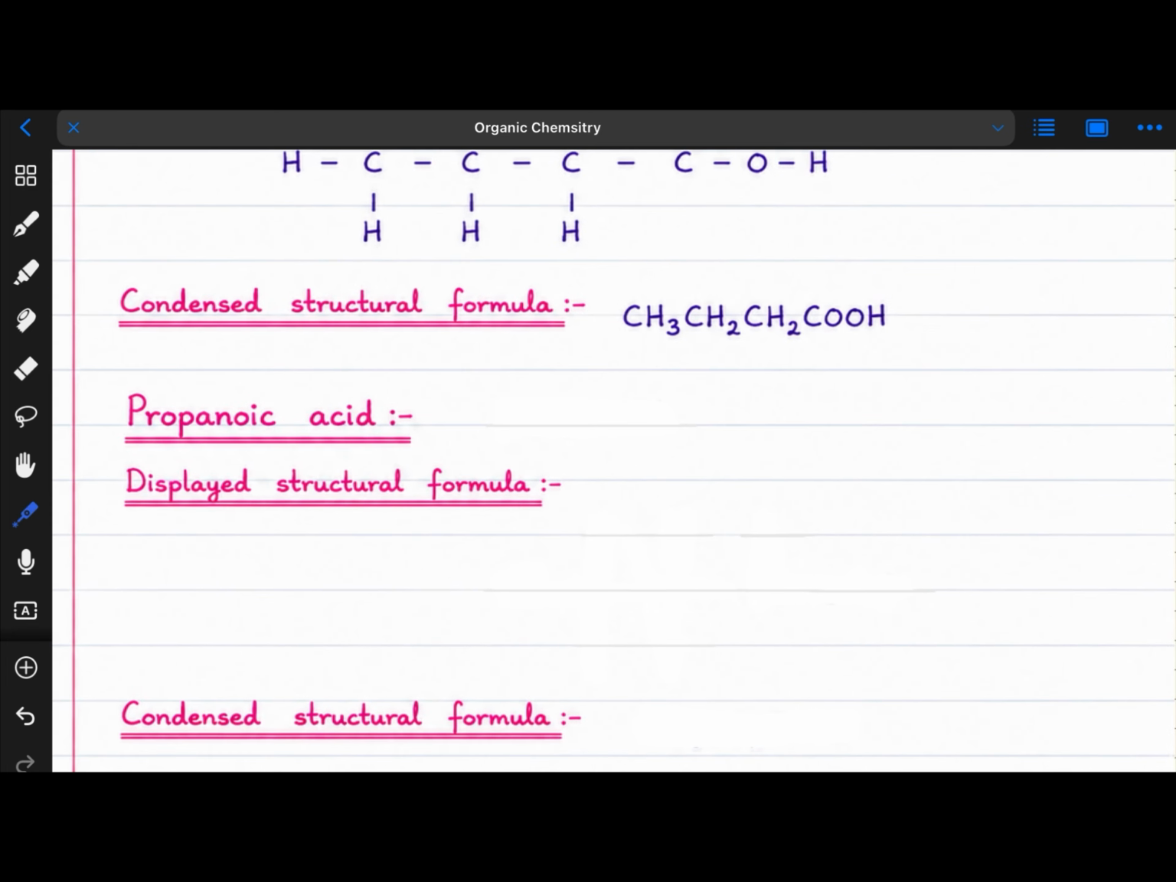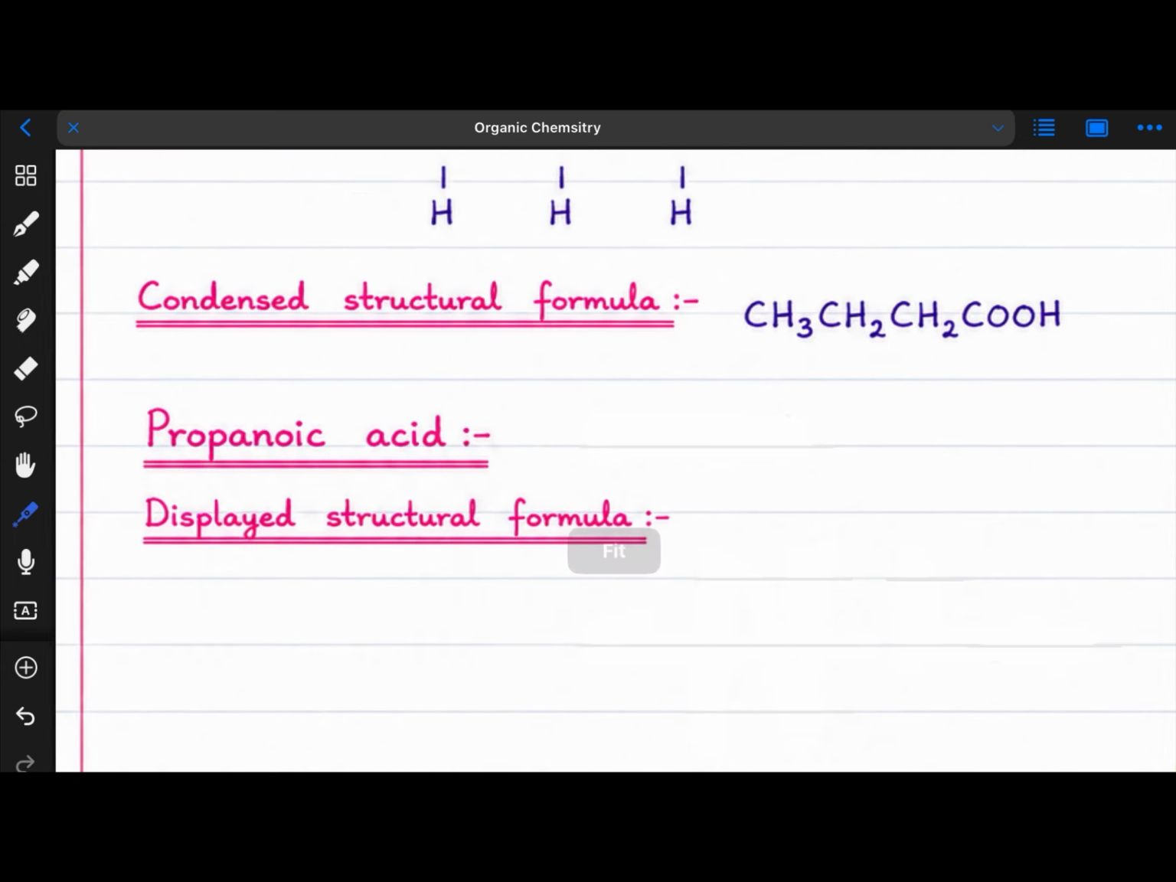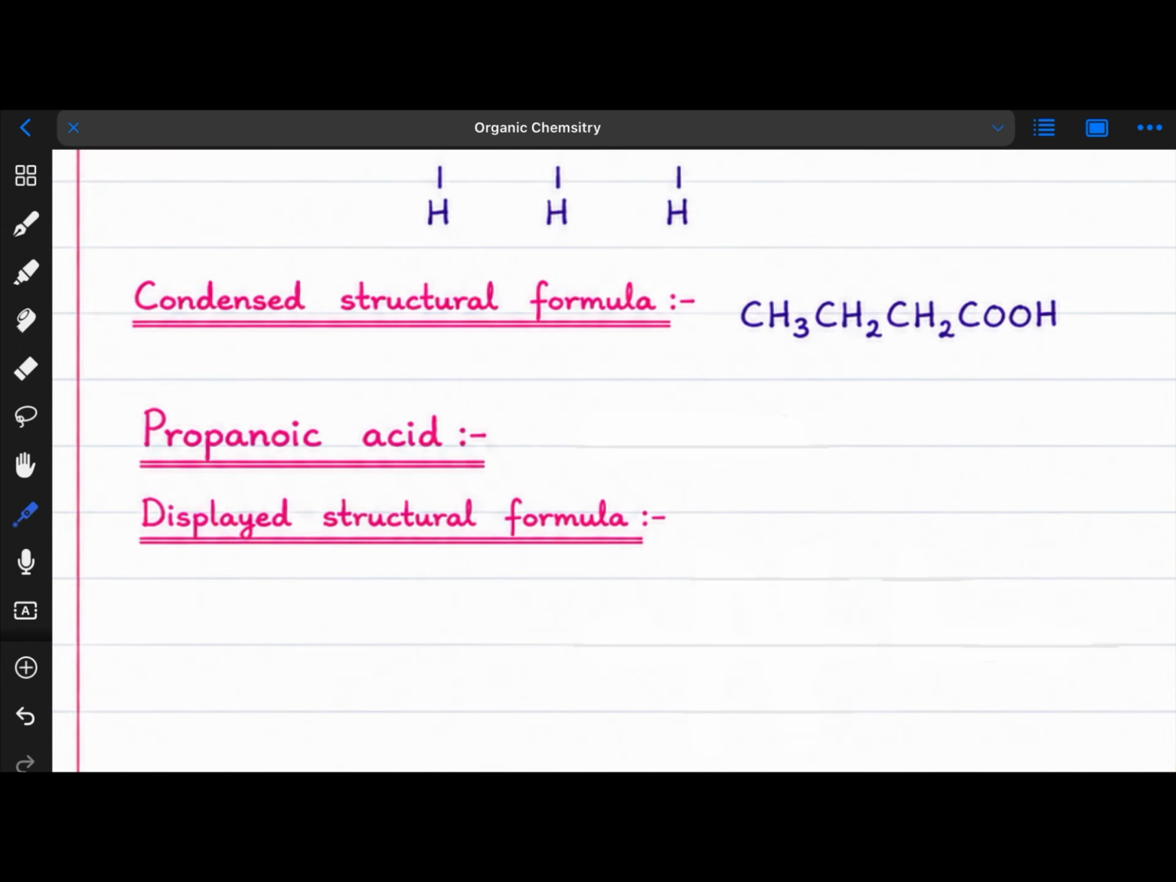Now, take a moment on your own to solve this example. Pause the video right now, and when you're ready, resume it to see the solution. Alright, so now let's solve it together. We have propanoic acid as our example.